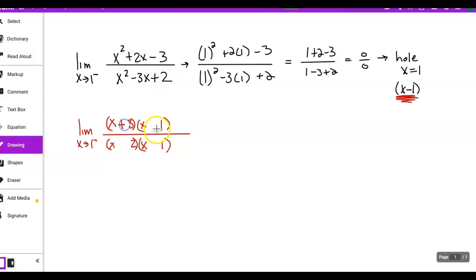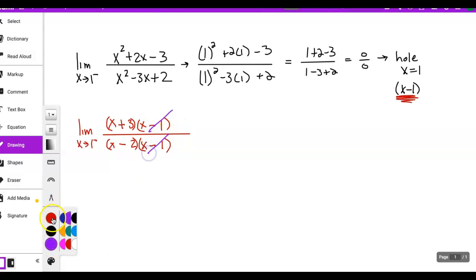So we got a positive there and a negative there. And then on the bottom, it looks like they're both negative. Okay, there it is. So we can go ahead and cancel the x minus 1s, right? And so that means that we're going to take the limit as x approaches 1 from the left. And up top, we have x plus 3, and we have x minus 2 on the bottom.